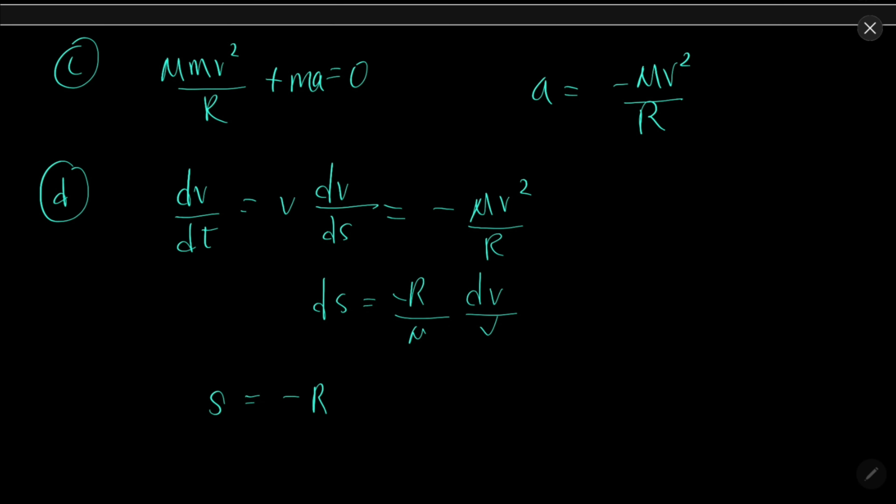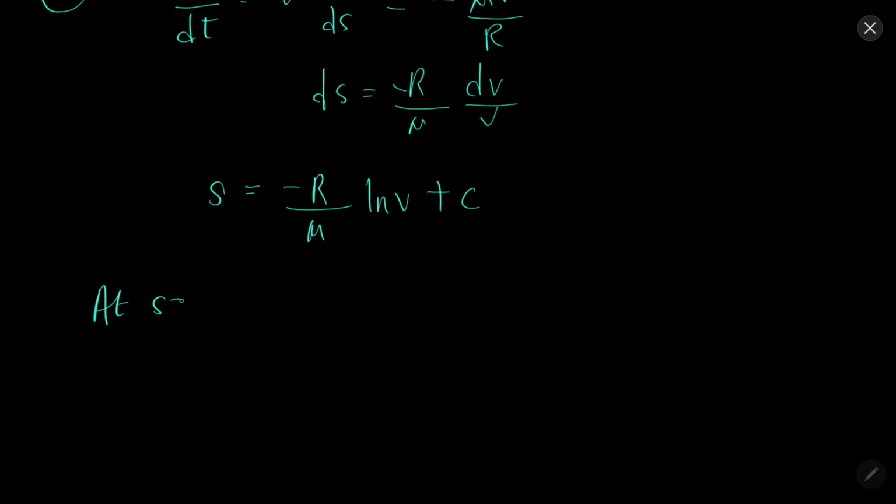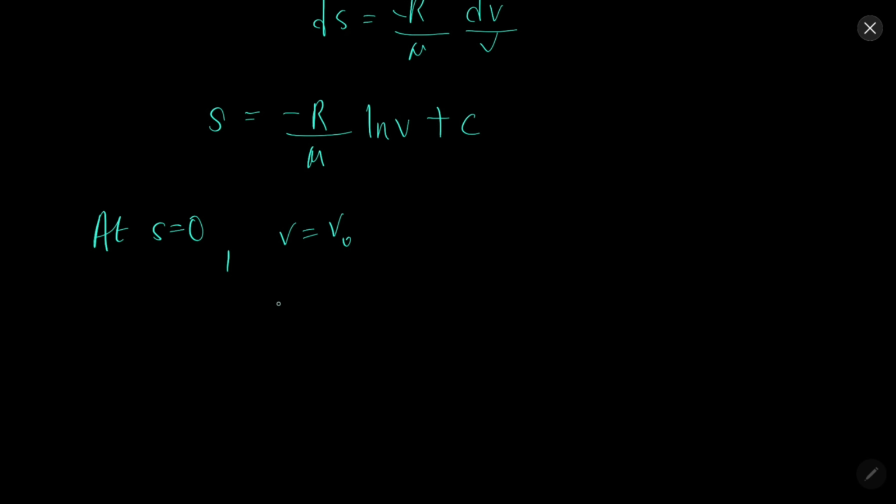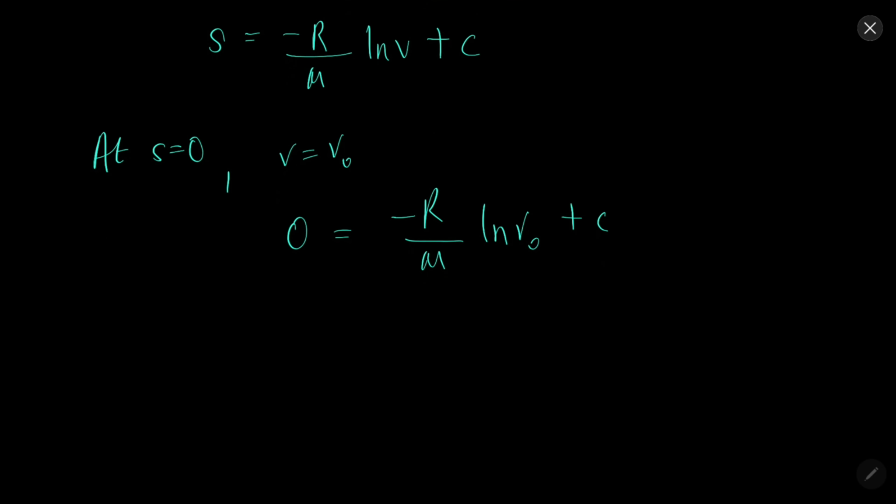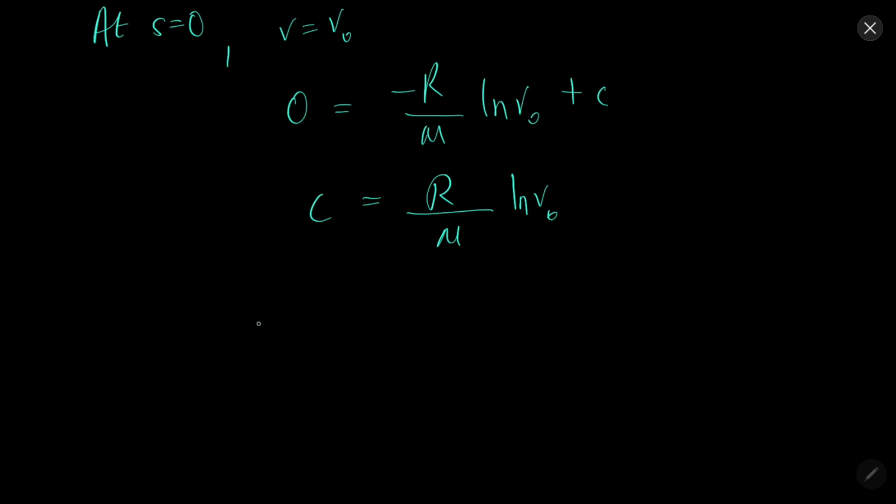So s will be minus r over mu ln v plus c. At s equal to 0, v equal to v naught. So 0 equals minus r over mu ln v naught plus c, so c will be r over mu ln v naught. So s will finally be minus r over mu ln v over v naught.